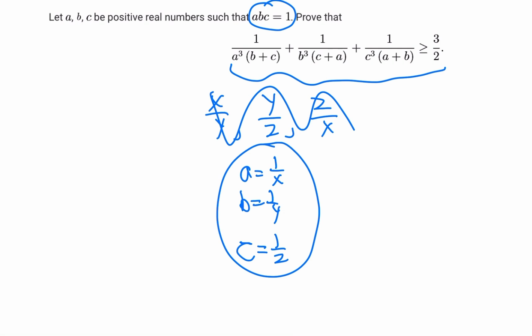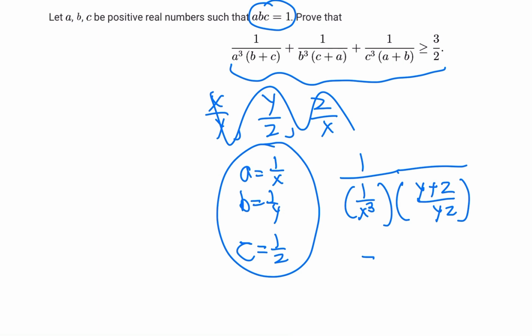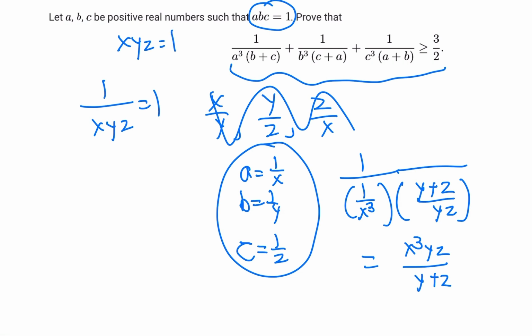So if we plug this in, we get the first term is 1 over x cubed times y plus z over yz, which is just x cubed yz over y plus z. And since abc equals 1, we know that 1 over xyz equals 1, so that means that xyz equals 1. So that means that this thing equals x squared.